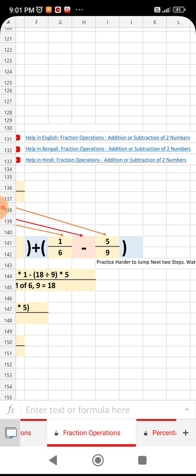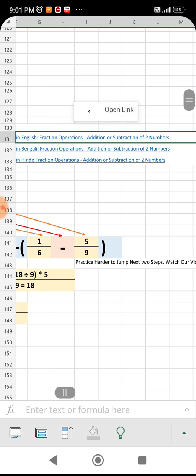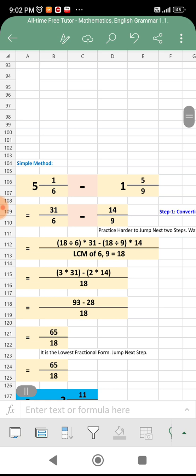Today we'll start with fractional operations, addition and subtraction of two fractional numbers. If you face any kind of problem, then you should check this English video. Now, coming to the point.